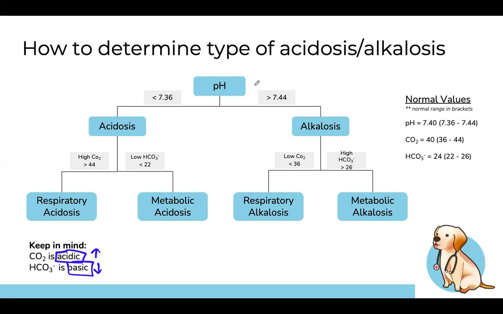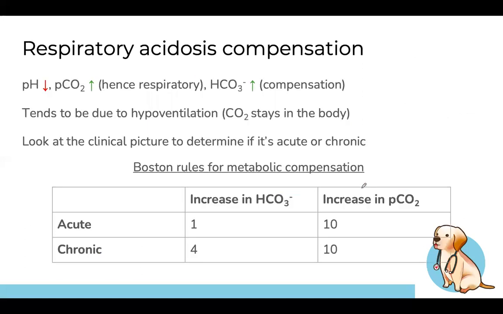Conversely, you can also think about the pH being too high. When it's above 7.44, you can immediately say, okay, that's alkalosis. Then again, you want to be thinking about what is causing this alkalosis. It's either because you've got a really low CO2 value, and since CO2 is acidic, low levels would cause alkalosis, or because bicarb is basic, so high levels would make things very basic, so alkalotic. Following that principle, you get respiratory alkalosis with very low carbon dioxide, and metabolic alkalosis if you have very high bicarb levels.